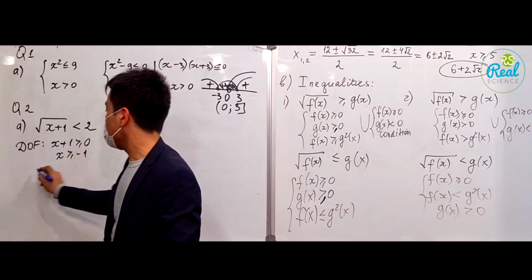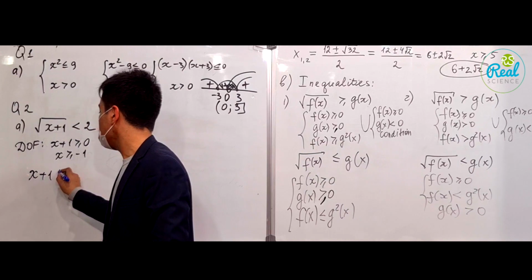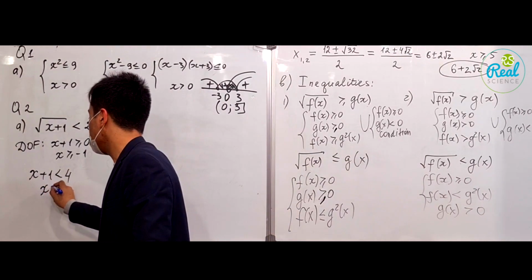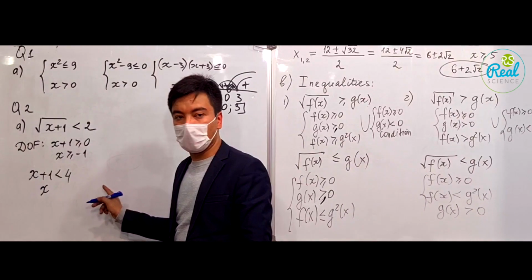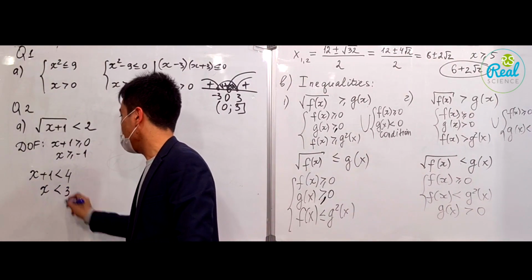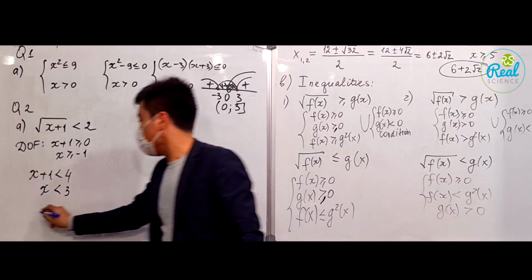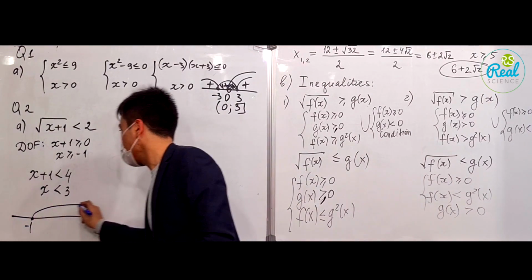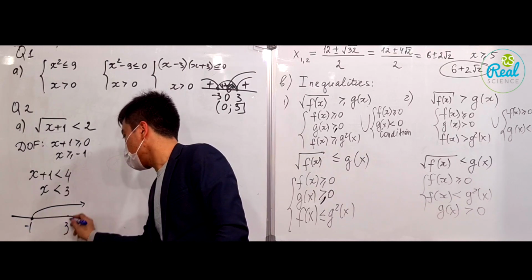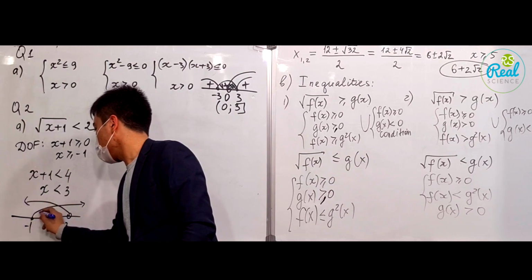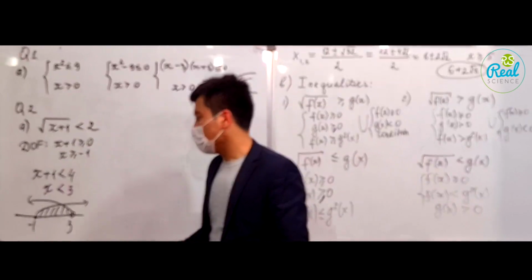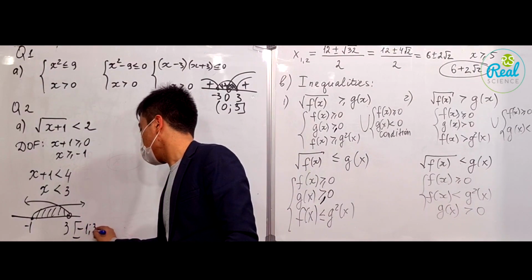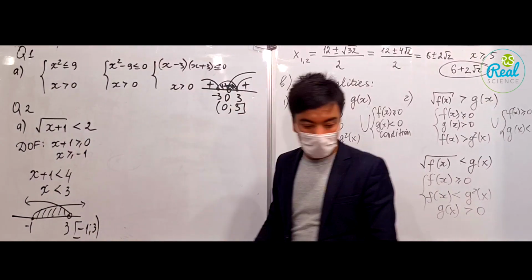Now we're going to raise to the second power. If we raise to the second power, it's going to be 4. Yes. And x plus, no, we're going to move the plus 1 to the other side. 3. x must be greater than minus 1, yeah? But x must be less than 3. The intersection is from minus 1 up to 3. You're right, students. Thank you. You're right.